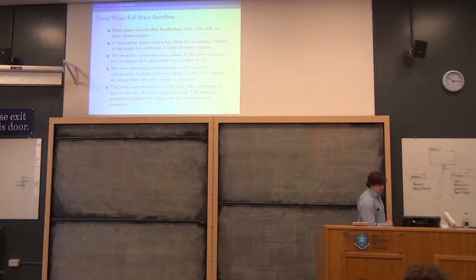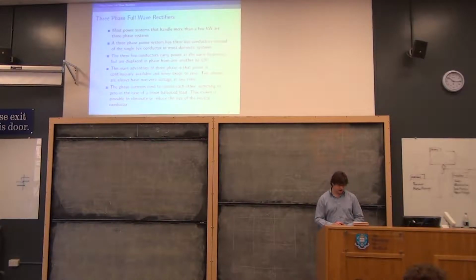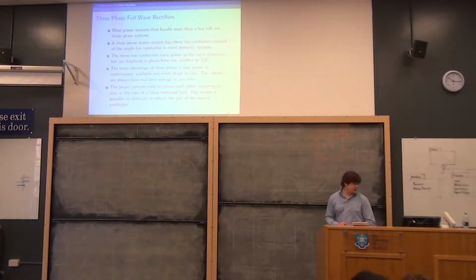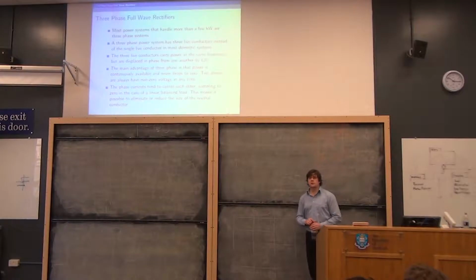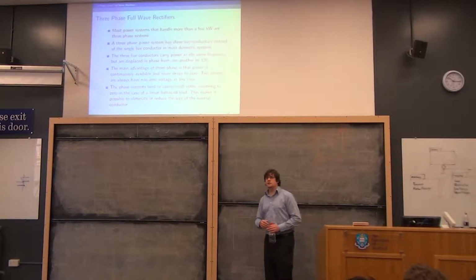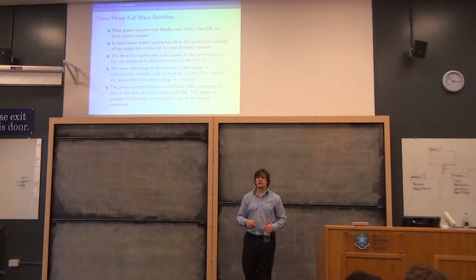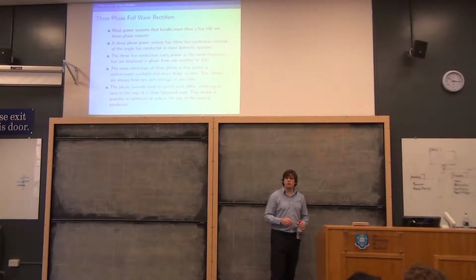So the 3 live conductors carry power at the same frequency, but are displaced in phase by 120 degrees. On the next slide, there's a little picture that shows that, and there's 3 sine waves that are all shifted by 1/3 of a cycle, which is 120 degrees. And the main advantage of three-phase power is that it's continuously available. That's to say, unlike single phase, where there are points where the voltage crosses 0, if you look at all the phases aggregated together, there is never a point where there is no voltage.